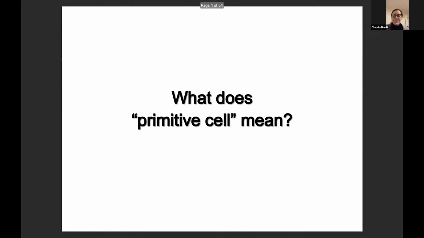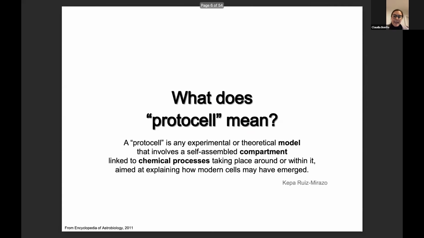That's exactly the first question that I want to try to answer with you. When we talk about primitive cells, we have another way of calling exactly the same thing, which is protocell. So what does primitive cell, or protocell, mean? Luckily, someone provided us with a definition. A primitive cell or protocell is basically a model that involves a self-assembled compartment linked to chemical reactions that can take place inside or around this compartment. This model aims at explaining how modern cells might have emerged.